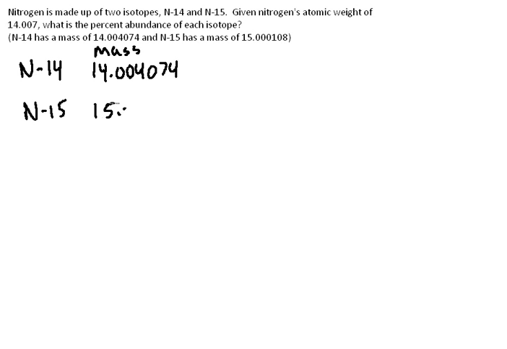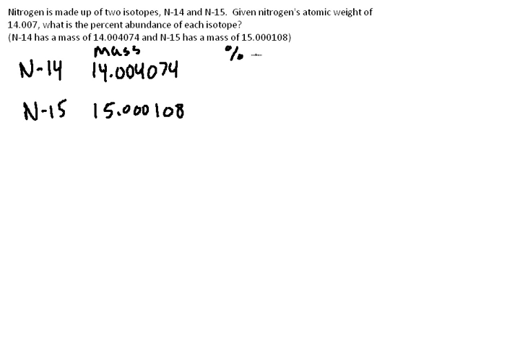And here we tell you that the mass of nitrogen 14 is 14.004074, and the mass of nitrogen 15 is 15.000108, a lot of zeros. So what we do is we take a look at each isotope. So we've got N14 and N15, and we create a little table where we have our masses, 14.004074 and 15.000108. And we've got our percent abundance.